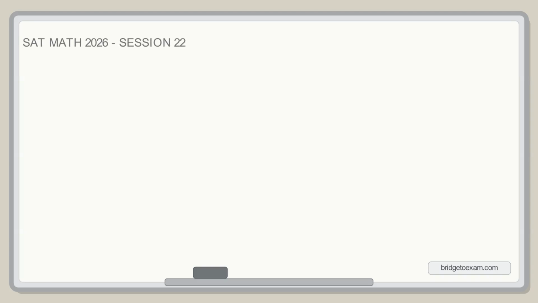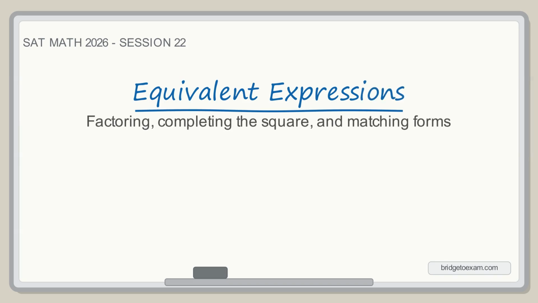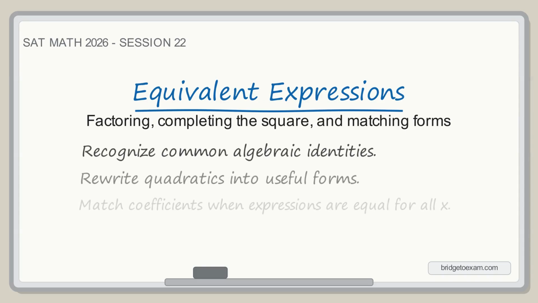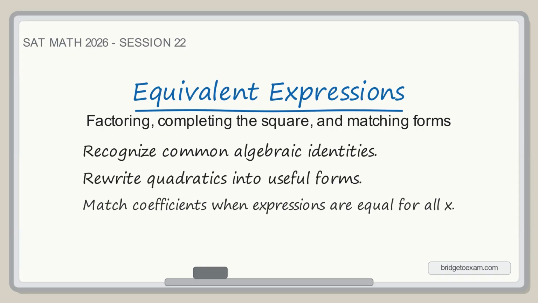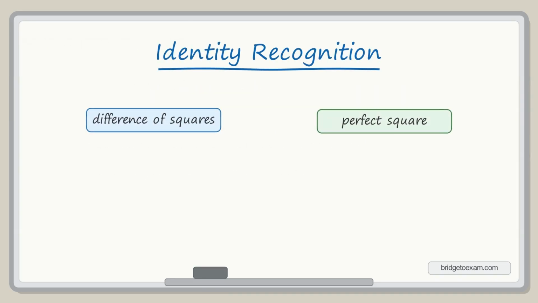Welcome to Session 22. Some SAT questions ask you to rewrite, not solve. Today we focus on equivalent expressions, factoring, completing the square, simplifying rational expressions, and matching coefficients. Equivalent expression questions reward pattern recognition.